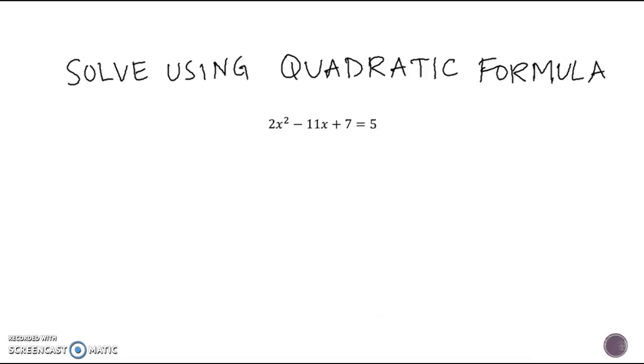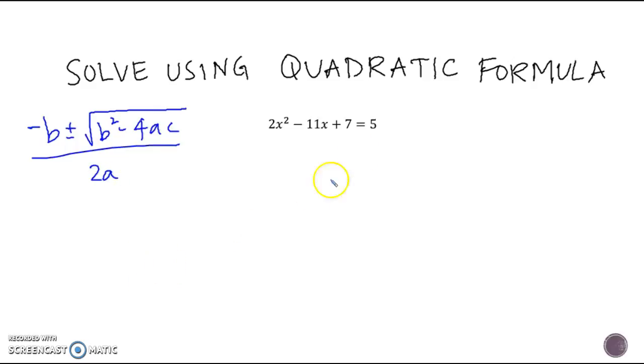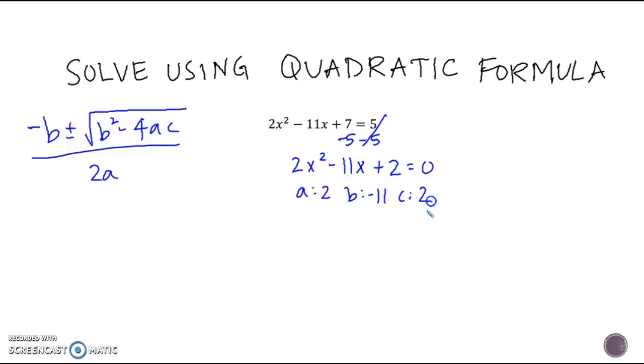And for this one, I'm going to solve using the quadratic formula. Remember the quadratic formula? We have that great song. So we got negative b plus or minus square root b squared minus 4ac all over 2a. Right? Again, I can't solve it like it is, so I had to move that 5 over. It's the same equation we were just working with. And we said that a was 2, b is negative 11, and c is 2.